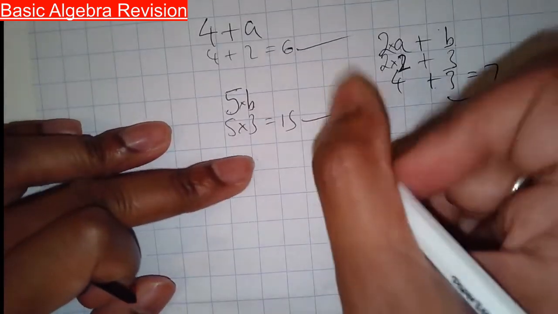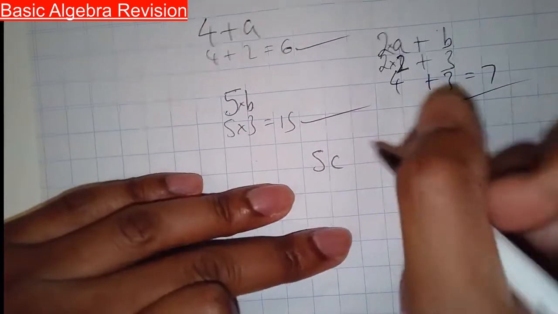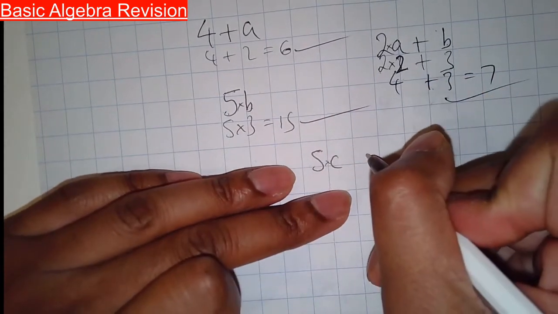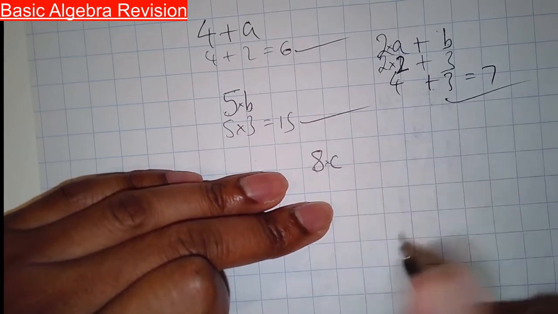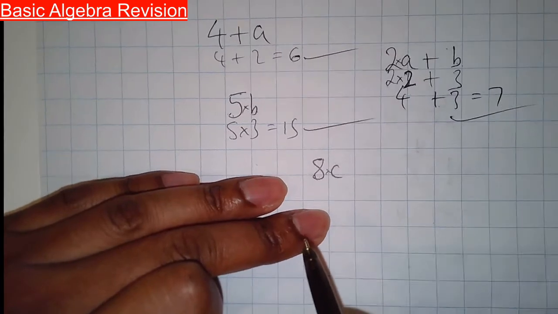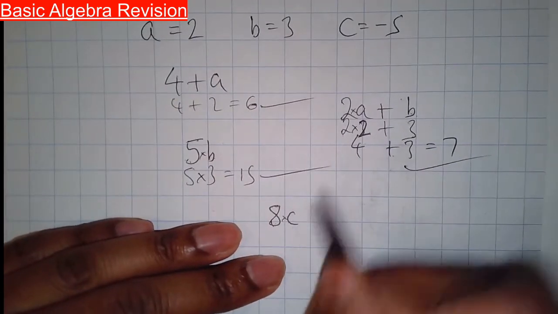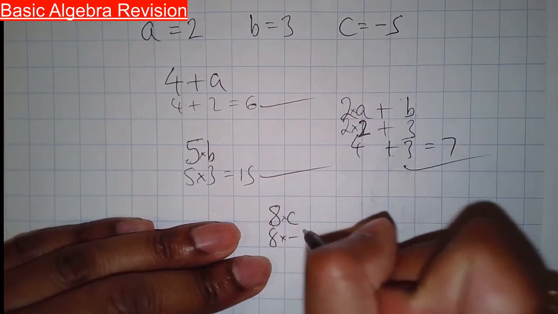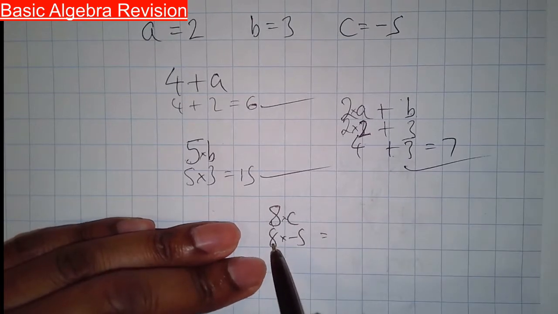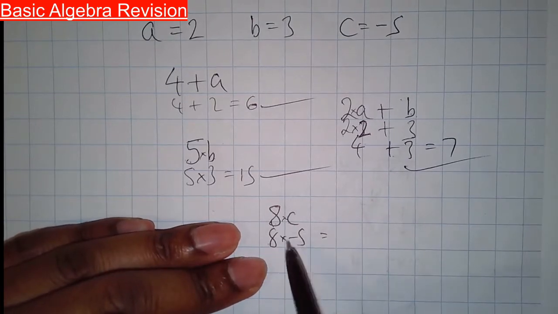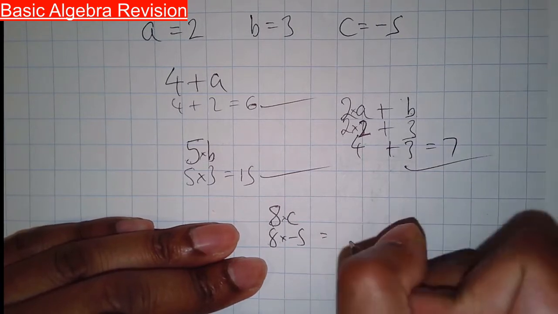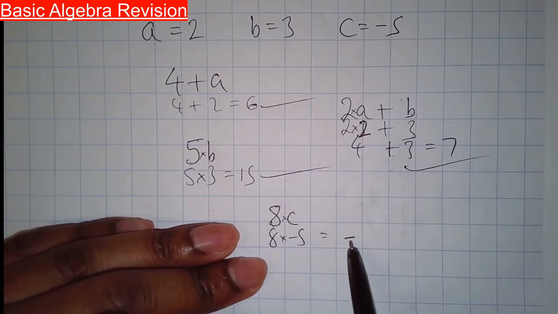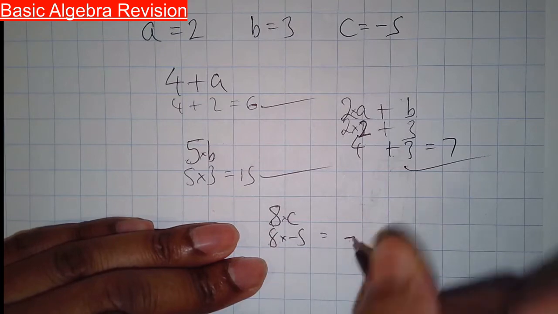Let's try with the negative. There's a times symbol there. Let's try that one, 8 times c. c is worth -5, so that's 8 times -5. Whenever you multiply a positive with a negative or a negative with a positive, negative always wins out. So the answer will be negative something. 8 times 5, 40.